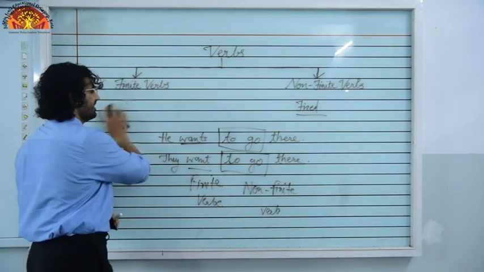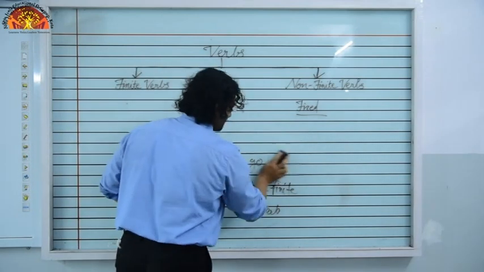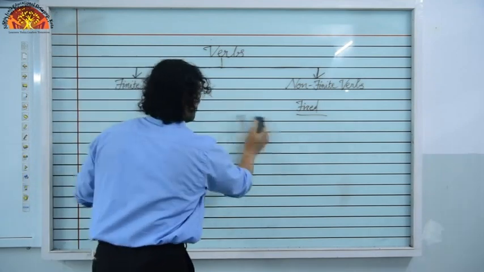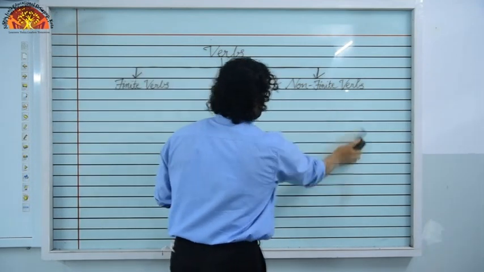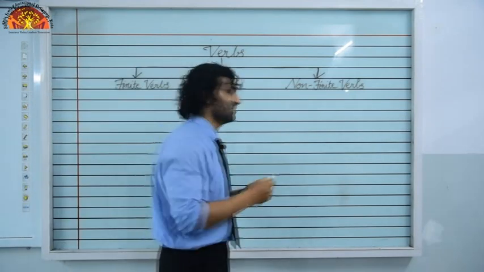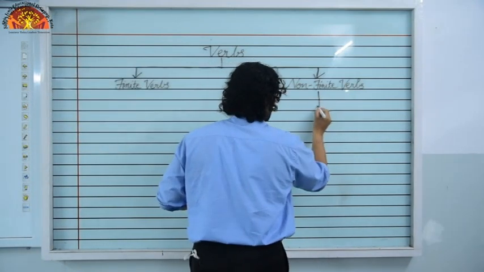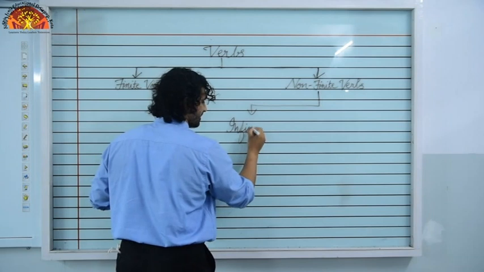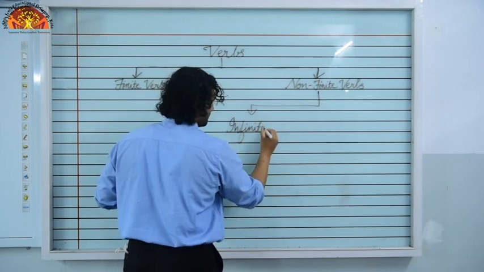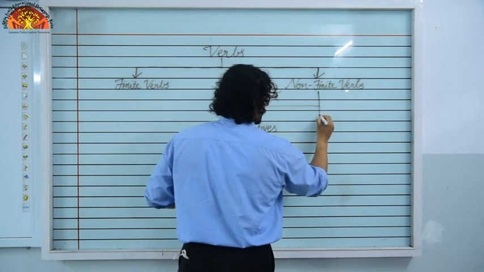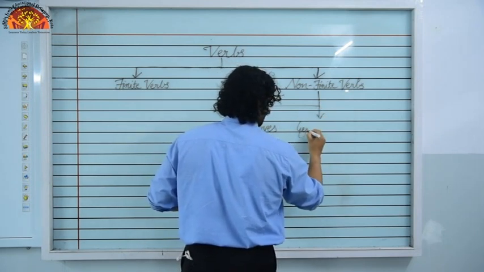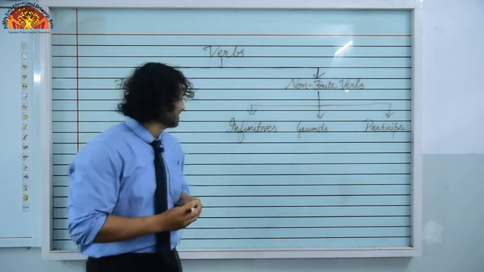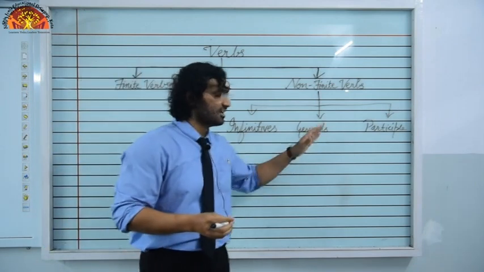Non-finite verbs can be categorized into three more categories. You might be amazed to know about this, but this is what the truth is. We are going to go into the detail of non-finite verbs. So please be with me, don't go anywhere. Non-finite verbs can be divided into three more categories. Infinitives, I-N-F-I-N-I-T-I-V-E-S, infinitives, gerunds, and participles.